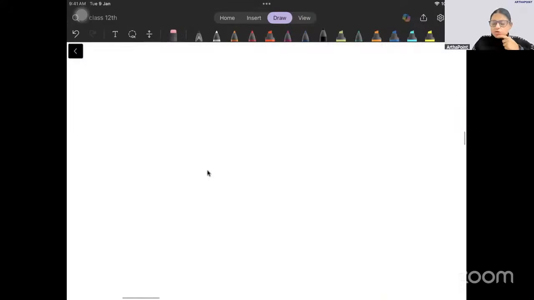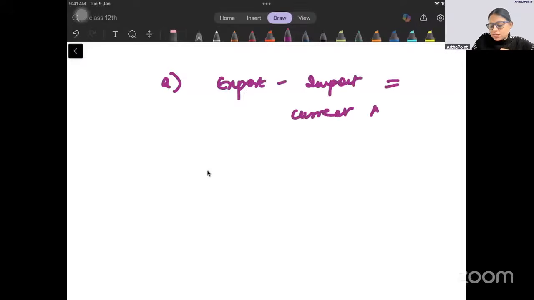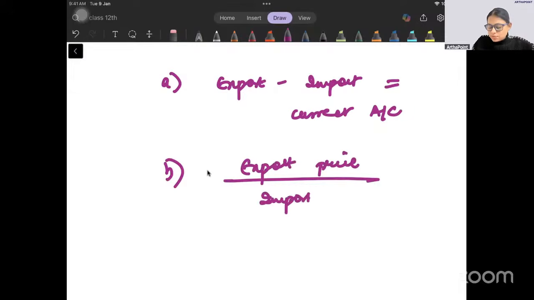ठीक है. So दो चीजें हैं. You tell me both these things. One, export minus import. All of us know it's called current account balance. Okay. Second, what is the ratio of export price to import price called? Come on. What is the ratio of export price to import price called?